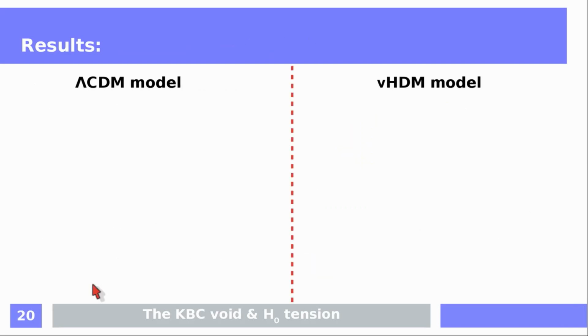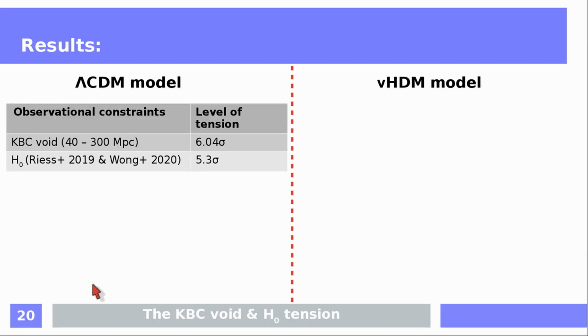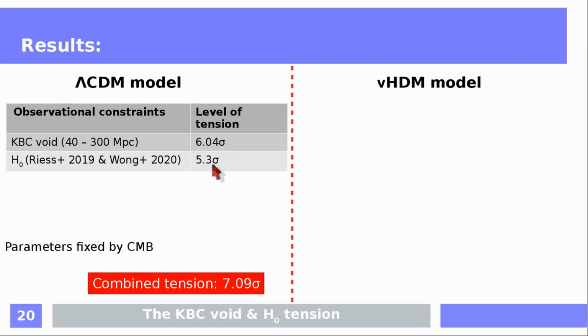And this brings me now to a comparison of the ΛCDM model and the nHDM model. So starting with the ΛCDM model, using the Millennium XXL simulation, the KBC void falsifies ΛCDM with 6.04 sigma. And recently, combining the results from Riess et al. 2019 and Wong et al. 2020, the H0 tension reached the 5.3 sigma level. When we combine this, and given that the parameters are fixed by this at the CMB, this gives us a combined tension of 7.09 sigma, as Indranil explained in the first part of the presentation already.